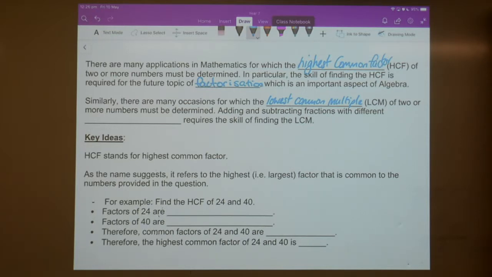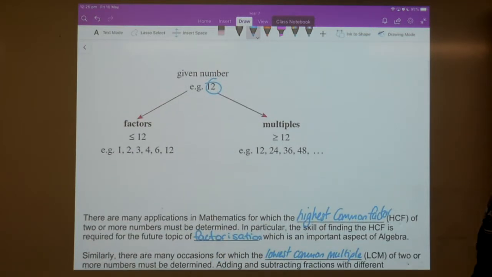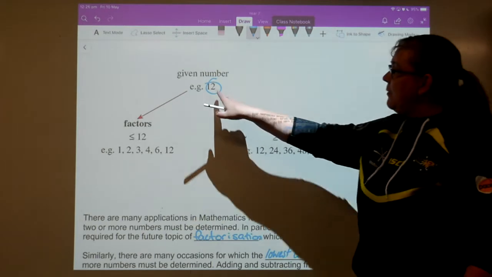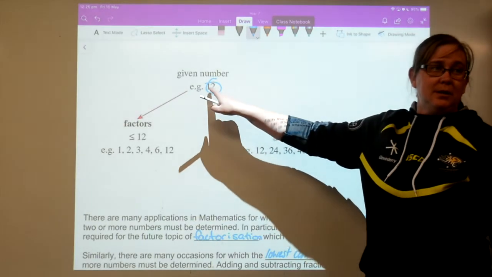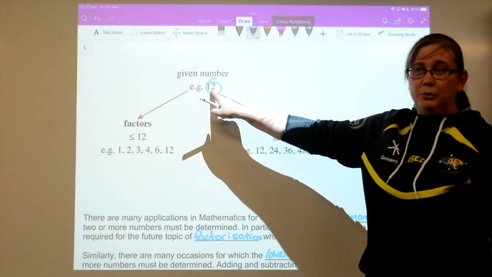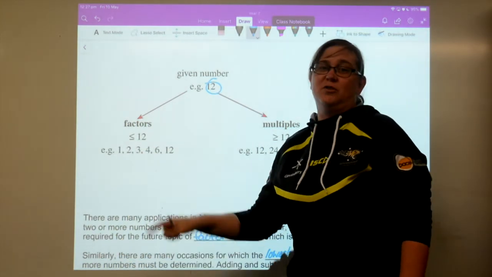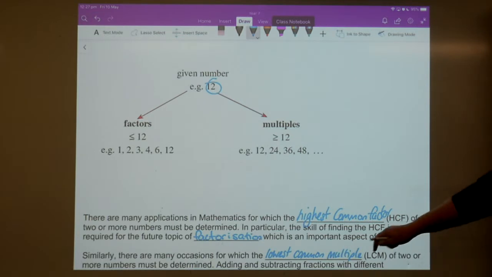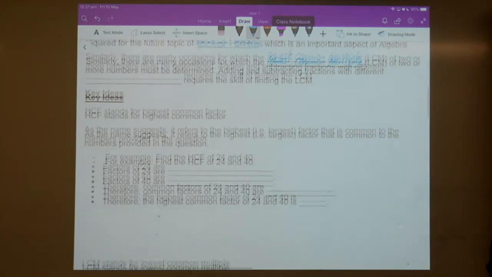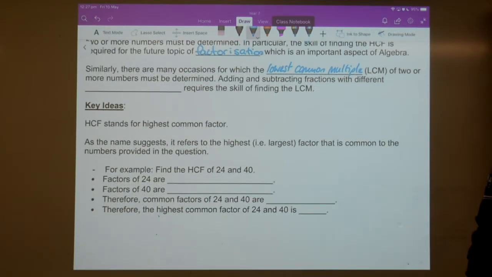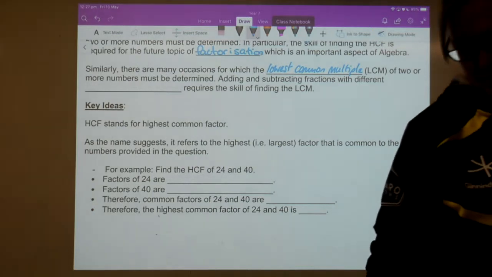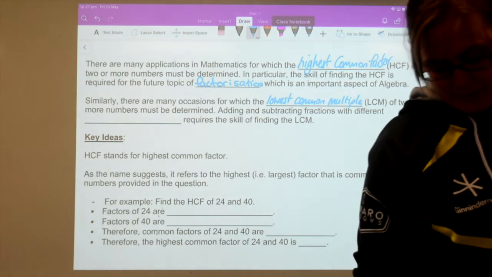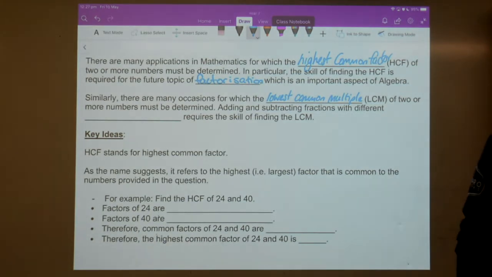For example, if we go back up to our number 12, this is the lowest common multiple of 3 and 4, because it's the lowest number both 3 and 4 can go into. It's the lowest number that 3 and 4 can go into. Not being divided by it, but going into it.